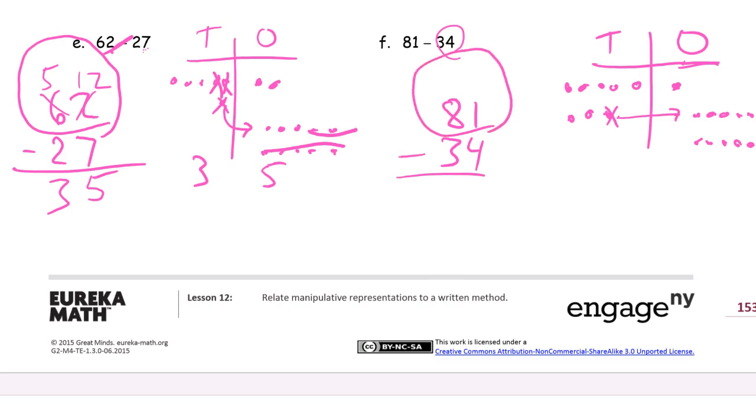Big circle for my minuend. So here's what we did, right? We had to unbundle one of these tens. How many tens are left now? 1, 2, 3, 4, 5, 6, 7. There's 7 tens left. And how many ones do I have now? I have these 10 and one more, 11. And now I can cross out 4 ones. And I have 7 left. Right? 5, 6, 7. And I can cross out 3 tens. 1, 2, 3. And I have 4 tens left. 7 minus 3 is 4. 47.